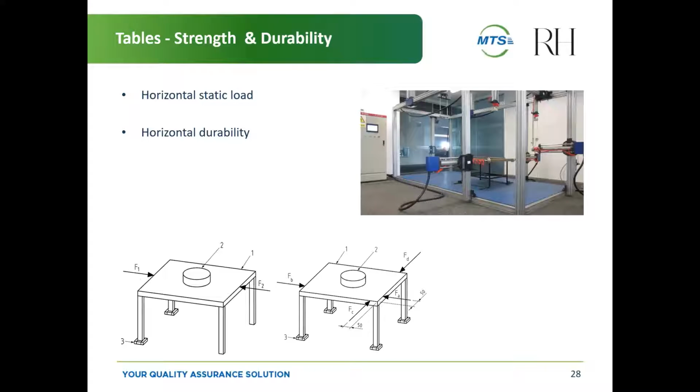Continued testing is with the static load and the horizontal durability. So we will put a static load in the center, make sure that there's not going to be any issues with any breakage there. And then the legs are blocked off so that they can't move. And then the forces are going to be applied with the pistons where they're pushing from the sides or any of the four sides to ensure that there are no issues there.